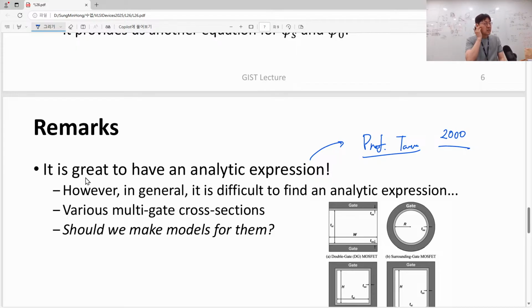However, actually, there was no further success. So anyhow, we have to introduce some further approximations. But this one is really exact. So as long as we assume the intrinsic channel, and if holes can be neglected, then that becomes the real solution of that problem.